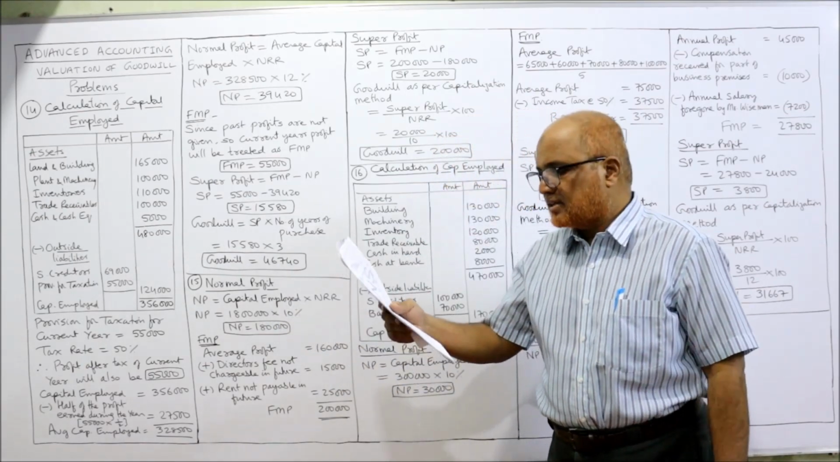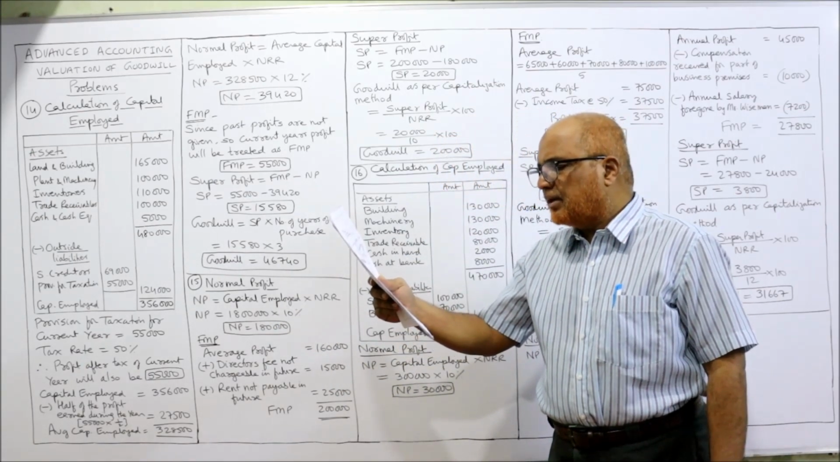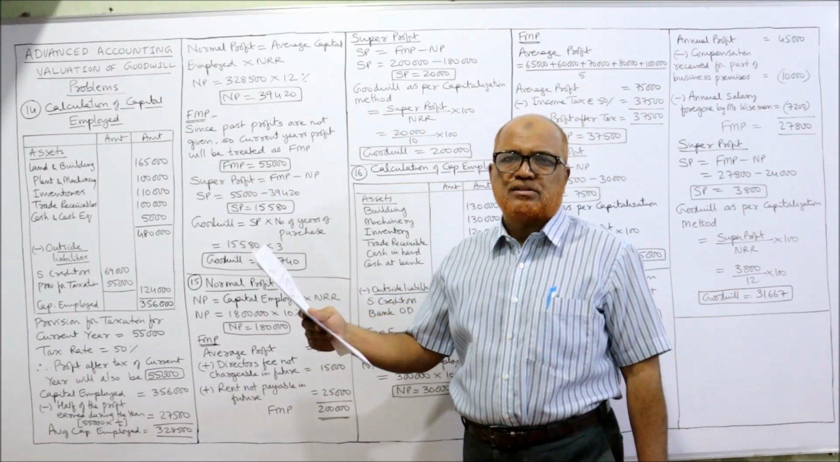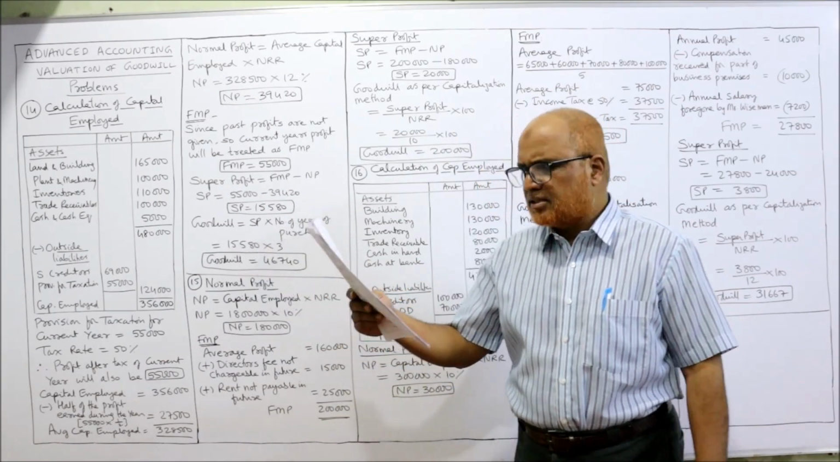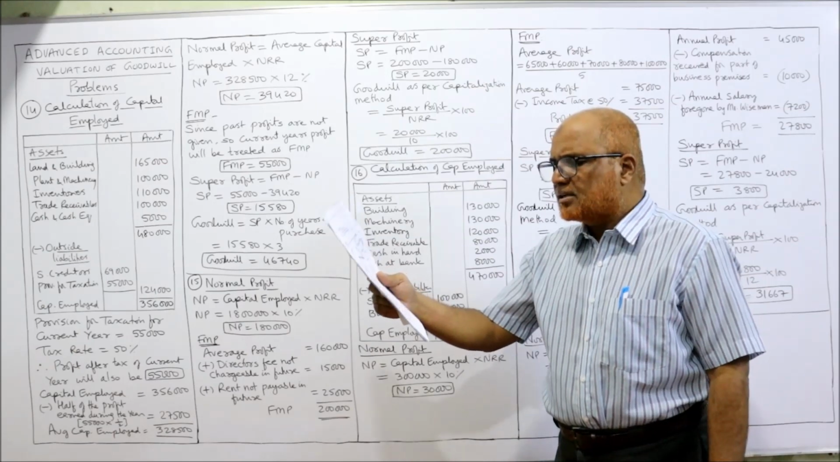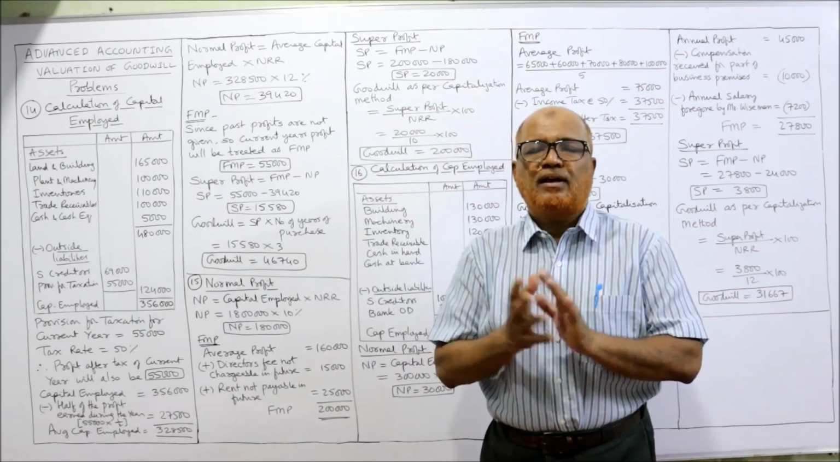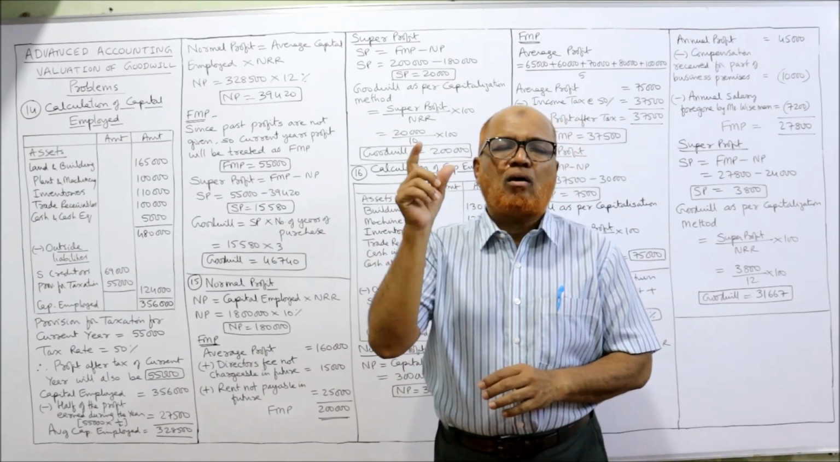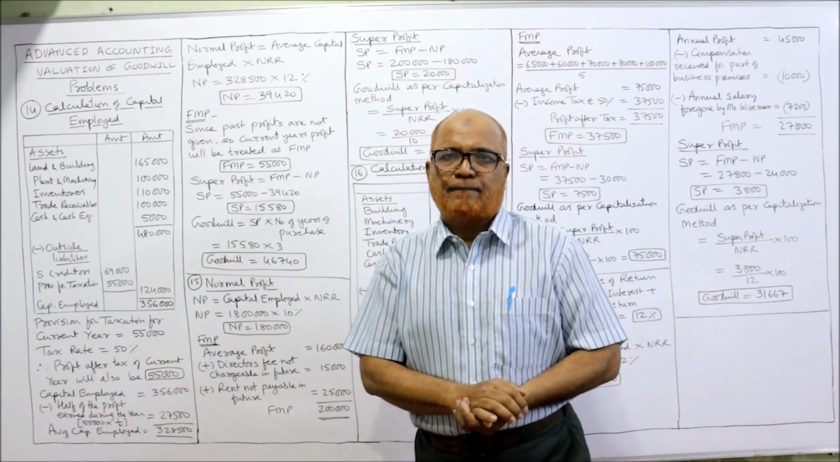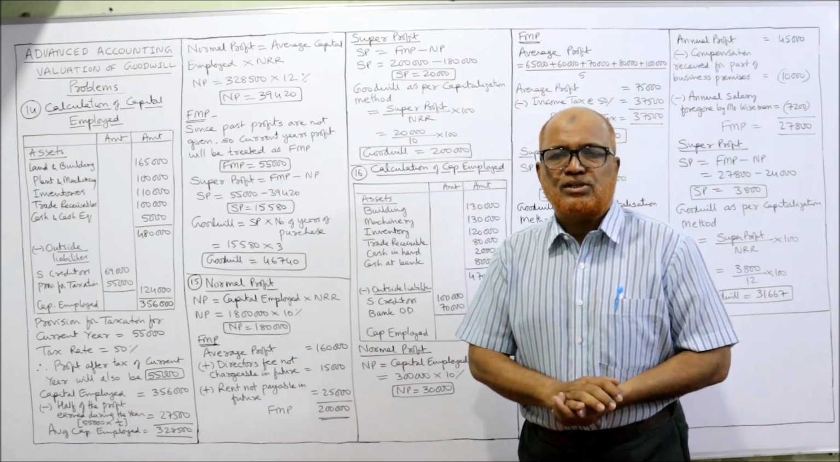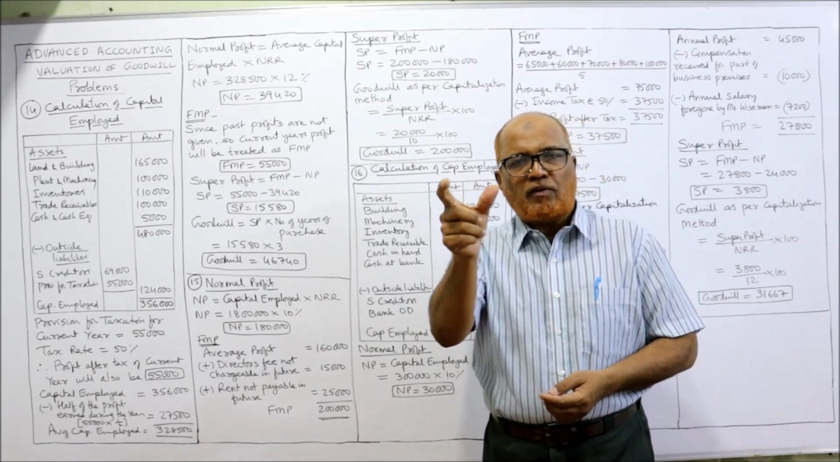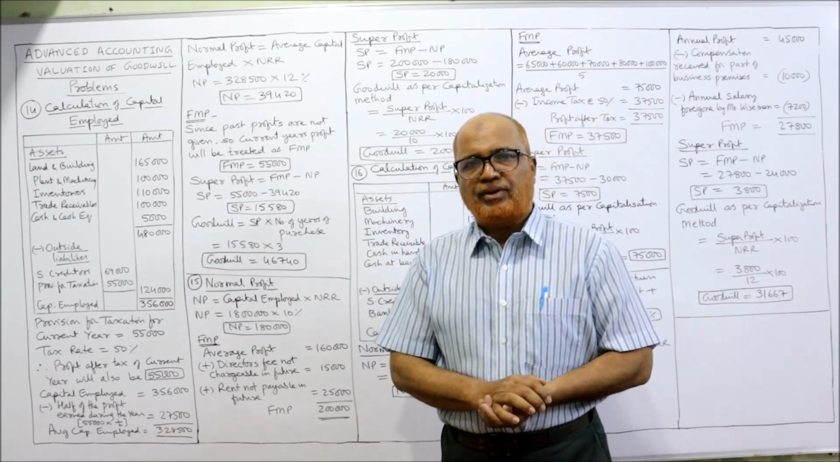The average rate of dividend declared by the company for the past few years was 15%. This is just an information, not required. Goodwill may be taken at 3 years purchase of super profit. Specifically given, we have to calculate the goodwill according to super profit method. Multiply 3 years purchase. So calculate the super profit, multiply by 3.